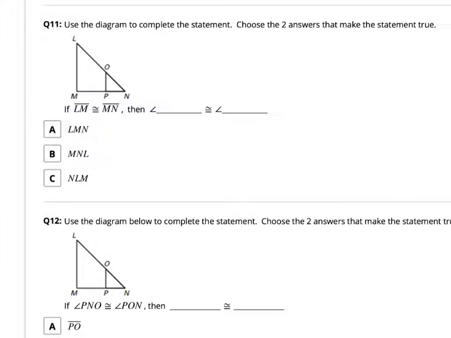Okay, here in number 11, we're going to use a diagram to complete this statement. We're going to fill in the blanks. Okay, choose 2 answers that make it true. So 2 of these 3 go in here. We have 2 blanks, so we need to choose 2 of them. So it tells us that LM is congruent with MN. Okay, so these whole sides here are equal to one another.